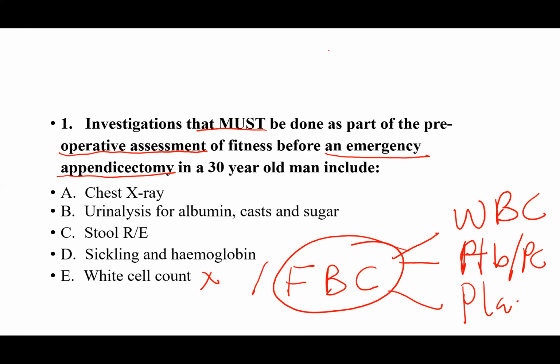Okay, you said B. Who chose B? It was me. Dr. Lukman. Okay. Why did you choose B? Sir, because it says for operative fitness. So you need to know if the kidneys are okay and the albumin is okay before you put them under the anesthesia.